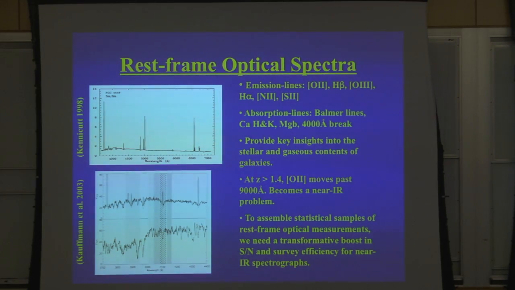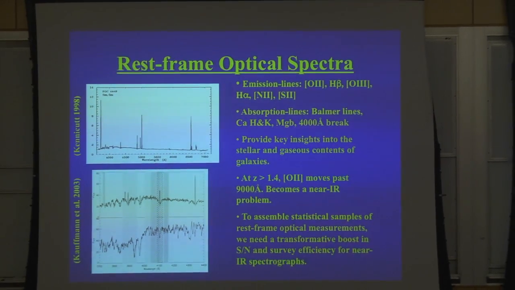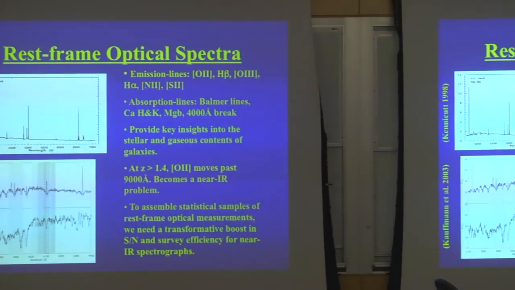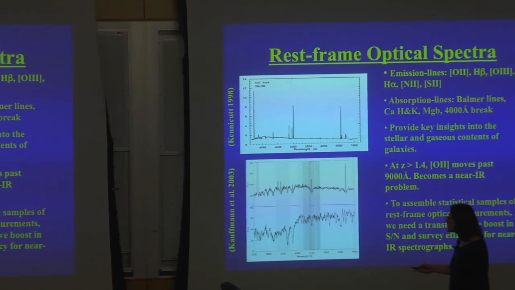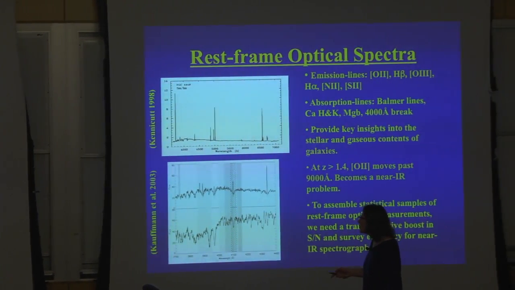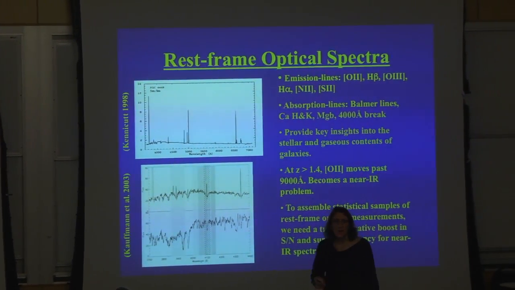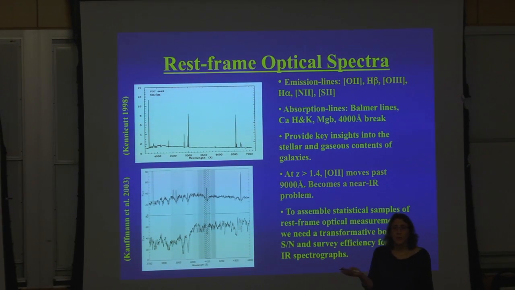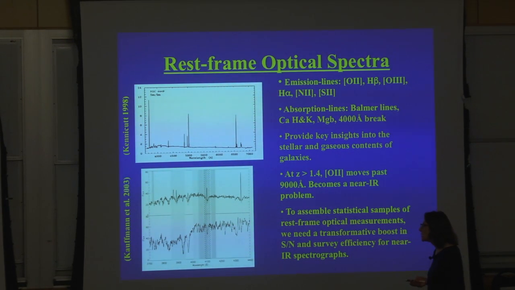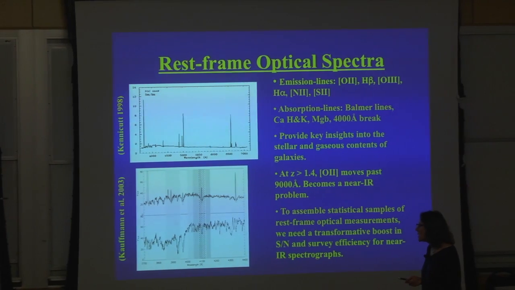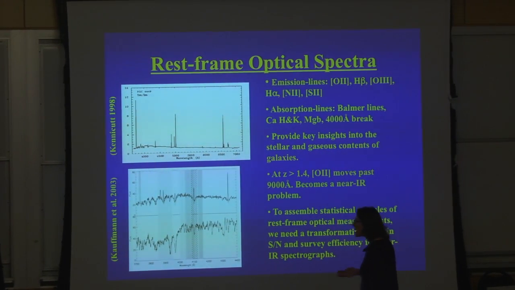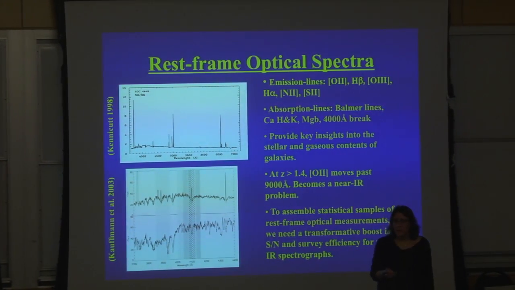Okay, so the thing is that at a redshift of greater than 1.4, which is basically all the stuff that I'm going to be talking about today, the bluest of these features, this oxygen 2 line here, moves past 9,000 angstroms. So studying these lines becomes a near-infrared problem. We need to use near-infrared spectroscopy to try to address the properties of these lines that are emitted as optical photons. And we were thinking about how to do this several years ago.